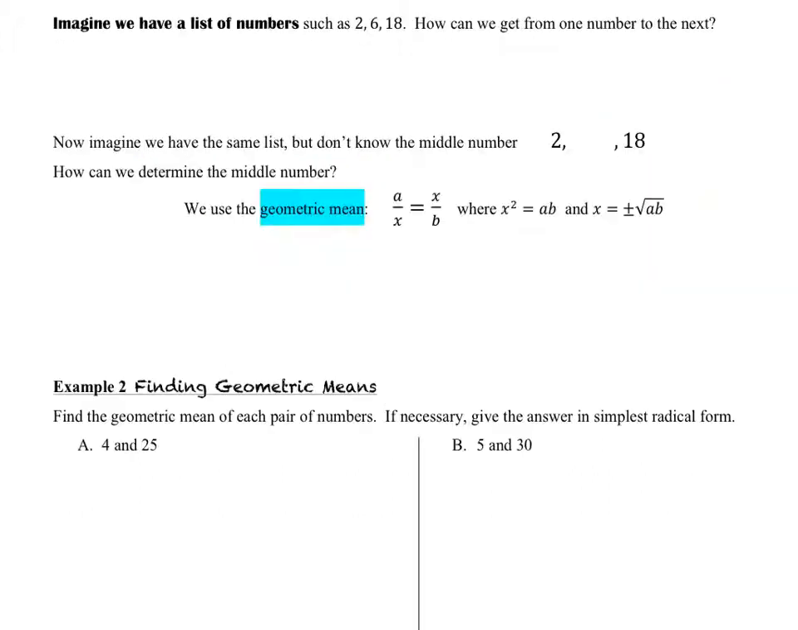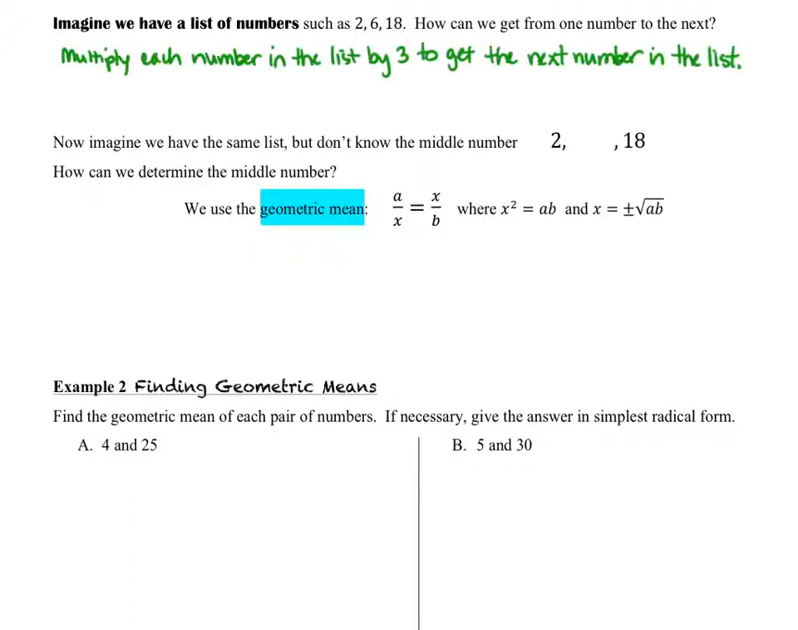Okay. Imagine we have a list of numbers such as 2, 6, 18. How do we get from one number to the next? And you probably immediately recognized that we just need to multiply each number by 3 to get to the next number in the list, and that's correct. You may remember that this is called a geometric sequence, and you learned about this in Algebra 1. You also learned that the number that you multiply by, in this case positive 3, is going to be called our common ratio.